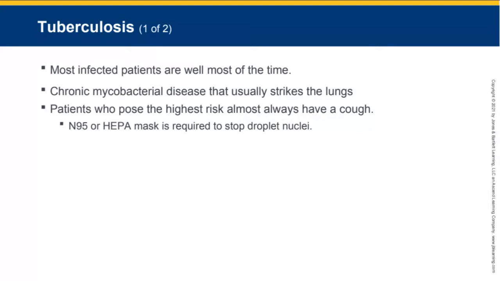The patients who pose the highest risk are the ones that always have a cough, so there's a characteristic cough. You should consider respiratory tuberculosis to be the only contagious form because it is the only one that's spread by airborne transmission. It's spread by droplets suspended in the air, and they can be suspended for a long time. So your N95 or HEPA mask is required in order to prevent transmission.